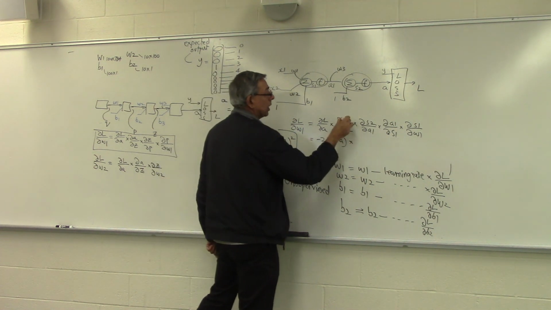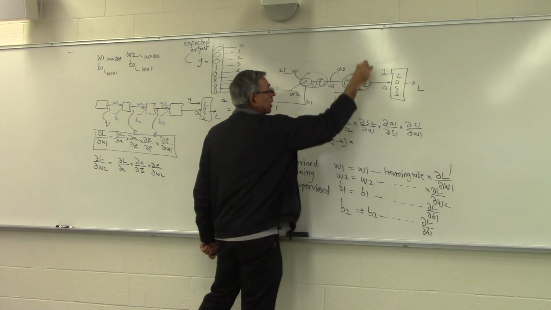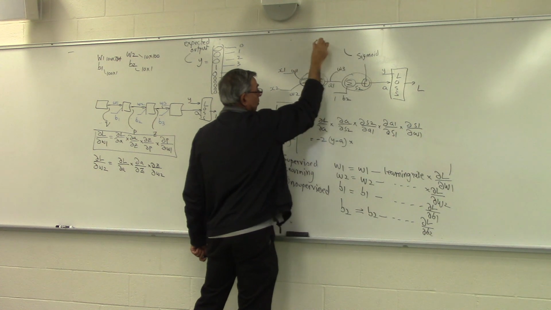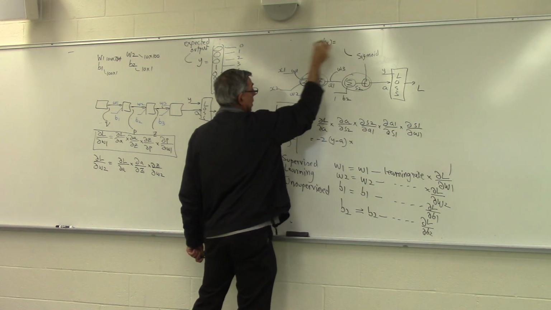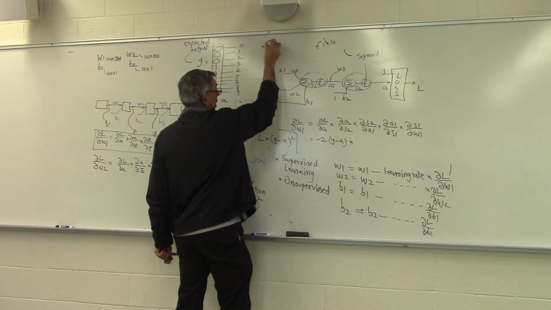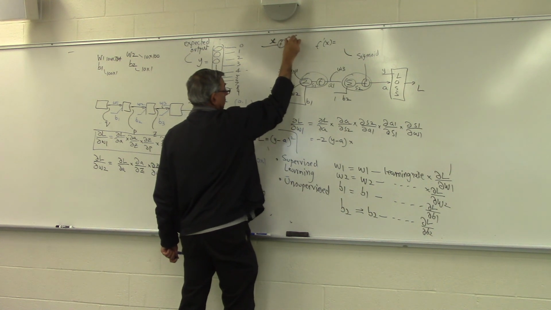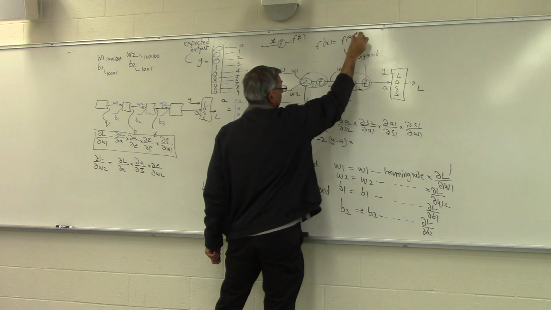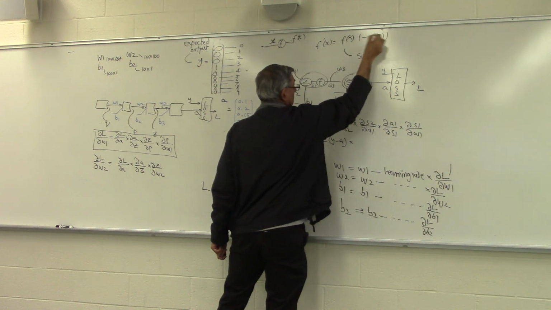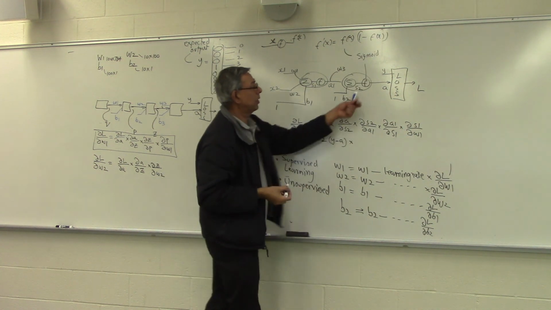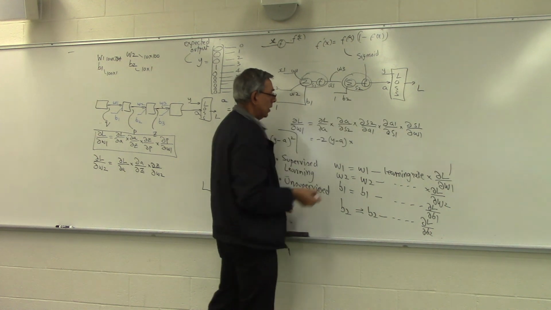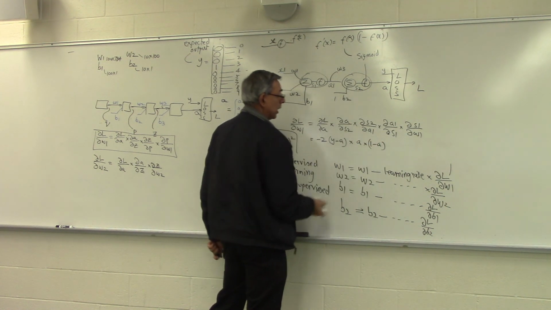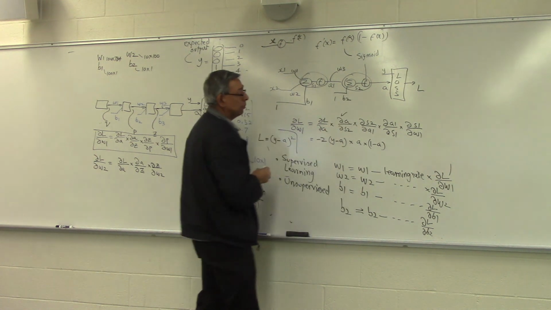Let's go to partial A over partial S2. If this is a sigmoid, remember for the sigmoid we said f prime of x, where x is the input and f of x is the output, is f of x times 1 minus f of x. So what's the output over here? A2. So this will become a times 1 minus a. So we are done with this part.